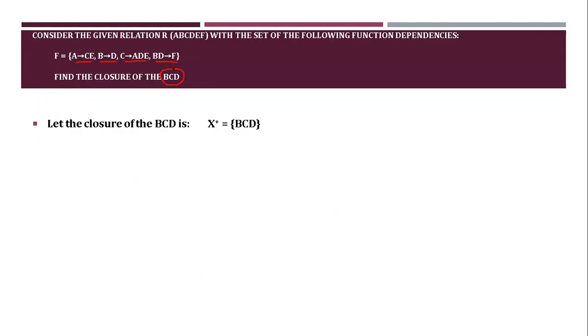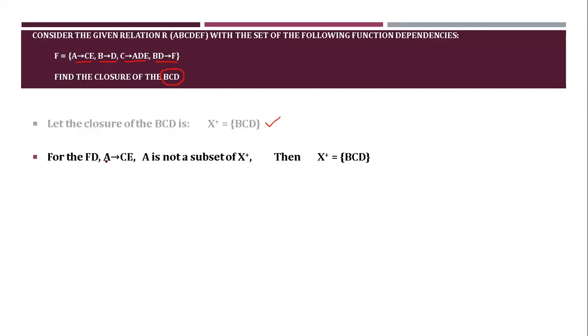Now the same process over here. Let X plus be BCD, right? So I hope there is no problem for anybody. X plus is BCD. Now for the FD, A determines C, again start from the first FD. Now see, A is not a subset of X plus. A is not in X plus. In X plus, BCD is there. So X plus remains the same, BCD, right?